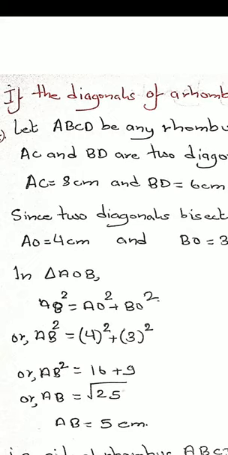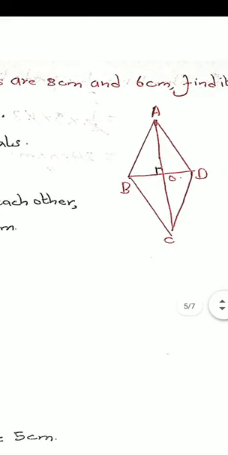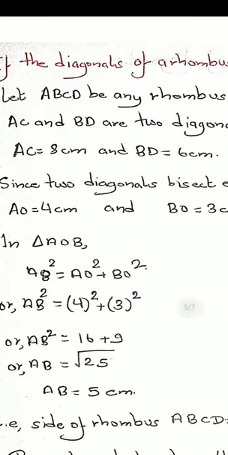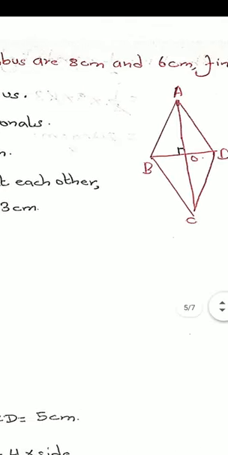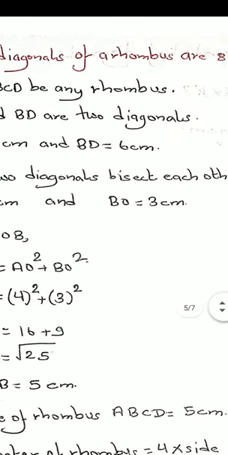As I have told you, in the case of a rhombus also, the two diagonals will bisect each other. So that means AC and BD will bisect each other. Then AO will be equal to 4 centimeter because it's bisecting, so they will be divided into halves. Yes, half of 8 is 4 and half of 6 is 3. So AO equals 4 and BO equals 3 centimeter.